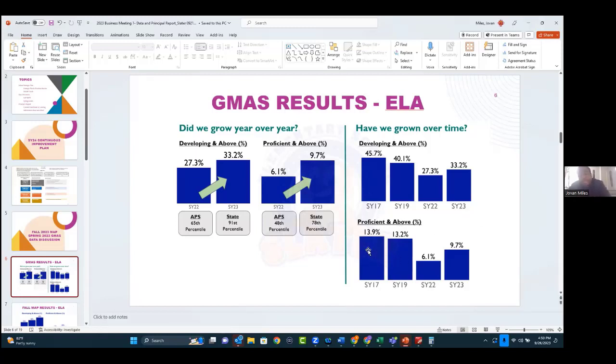Proficient and above, SY17, again I believe purpose-built's first year, is 13.9%. SY19, the pre-pandemic year, is 13.2%, almost a 50% drop from 19 to 22. But we are rebounding in the area of ELA in terms of the number of kids that we are getting proficient and above. And the goal here, we rounded this up to 10% of students proficient and above, is to double this number from this rounded 10% to 20% by end of year.